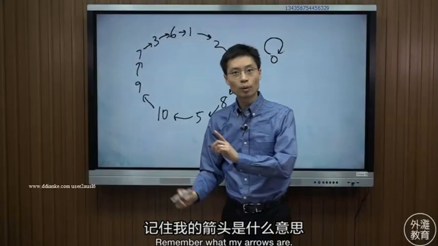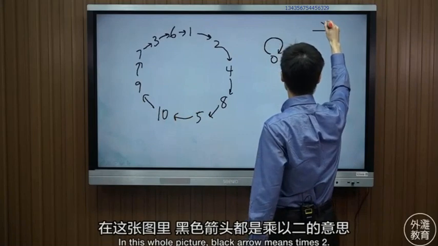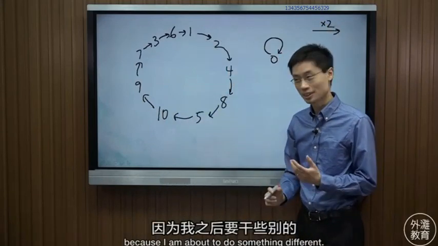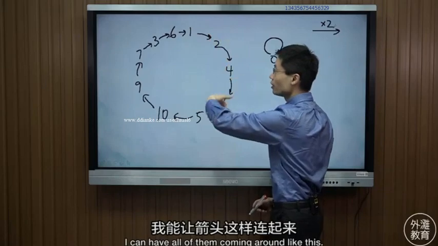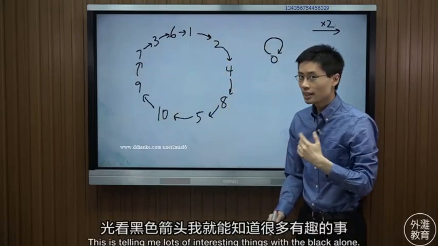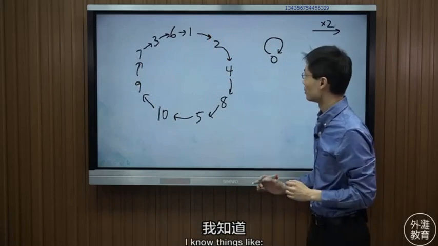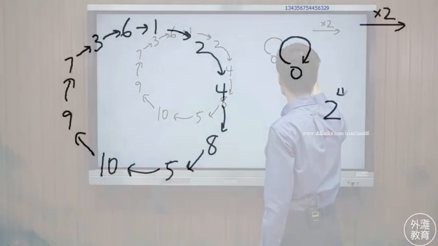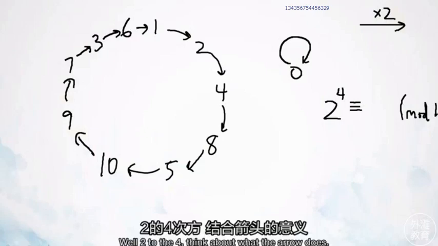Okay? Remember what my arrows are. In this whole picture, black arrow means times 2. Of course, I said black arrow because I'm about to do something different. First of all, this is very nice. I can have all of them coming around like this. This is telling me lots of very interesting things. With the black alone, I know things like, if I took 2 to the power 4, what is that mod 11? Well, 2 to the 4, think about what the arrow does.